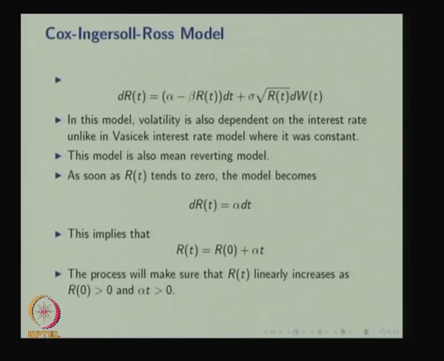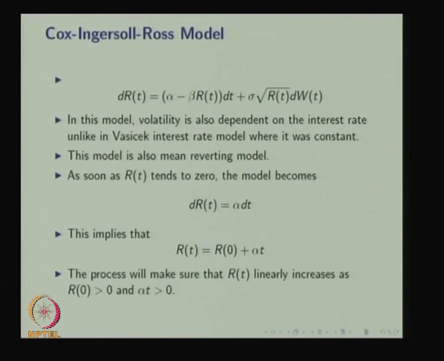In this model, the volatility also depends on the interest rate. Earlier, it was just sigma, but here it is sigma times the square root of R t. So, the volatility also depends on the interest rate, unlike the Vasicek interest rate model, where it was constant. And this model is also a mean reverting model because of the term alpha minus beta times R t dt. Therefore, this model is also called a mean reverting model.